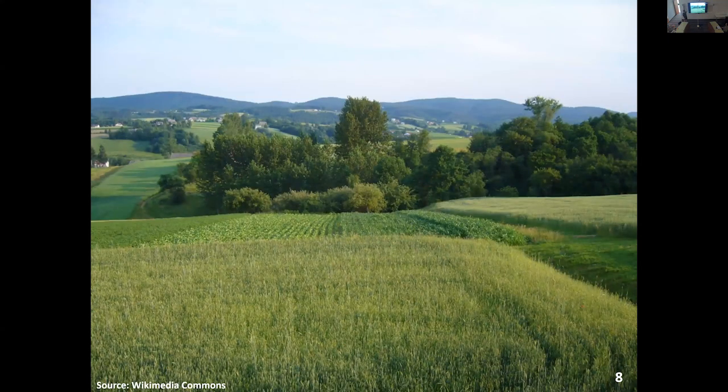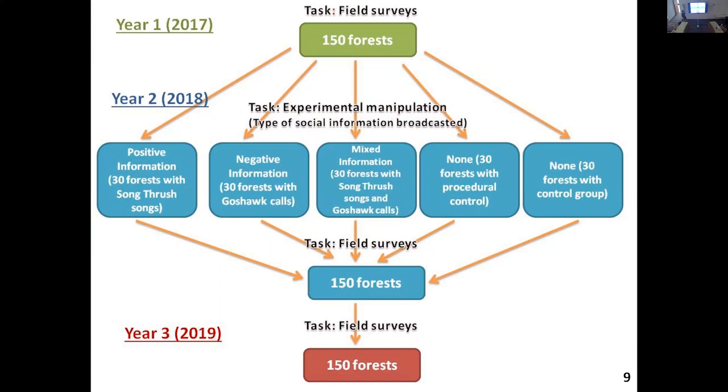This is a typical landscape. The photo was taken exactly from our research area. These are forest patches of varying size located in a hilly, rural region of Poland. The project took 3 years. In the first year, in those 150 forests, from the start of April to the end of May, we sent people to survey those forests and to assess the avian biodiversity in them.